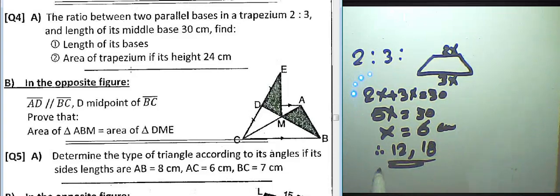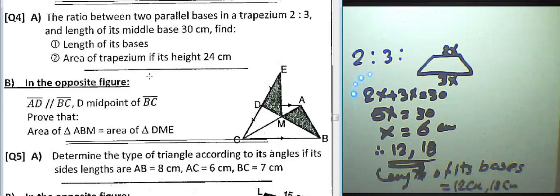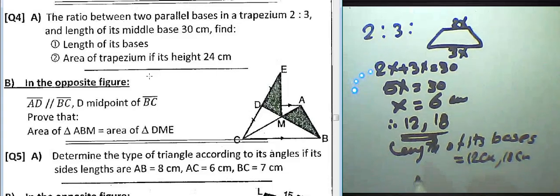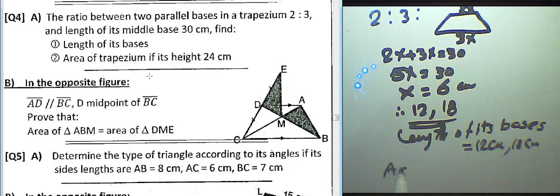The lengths of the bases are 12 centimeters and 18 centimeters. And then he asked about the area of the trapezium. The area equals the middle base times the height. Middle base 30 times height 24. The result will be what? We must write 0 here. 3 times 4 equals 12, write 2 and carry 1. 2 times 3 equals 6 plus 1 equals 7. The result will be 720 square centimeters.